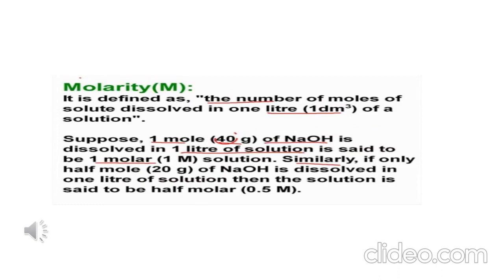Another important concentration term is molarity. Molarity can be defined as the number of moles of solute dissolved in 1 liter of the solution. Let us take one example. Suppose 1 mole, which means 40 grams, of sodium hydroxide is dissolved in 1 liter of the solution, then it is said to be a 1 molar solution. Similarly, if half a mole, which means 20 grams, of sodium hydroxide is dissolved in 1 liter of the solution, then it is said to be a 0.5 molar solution.